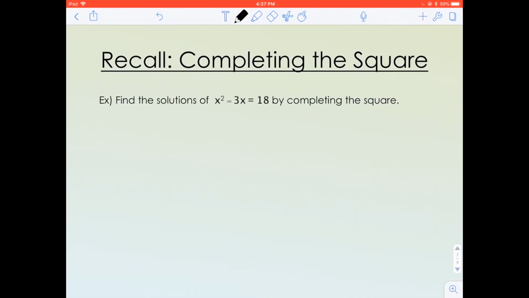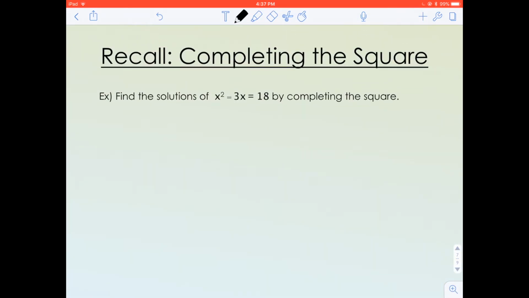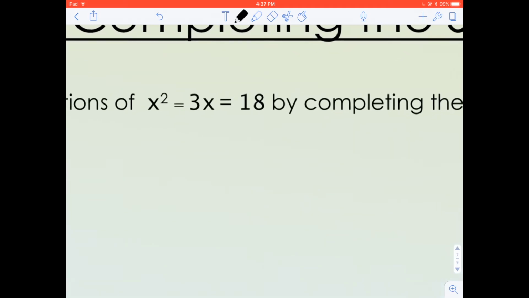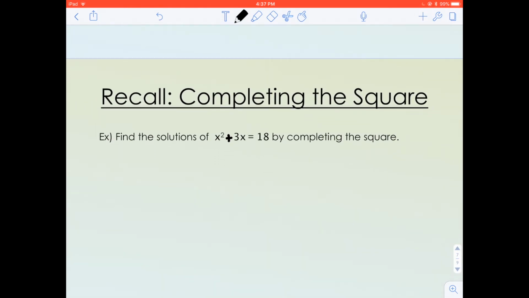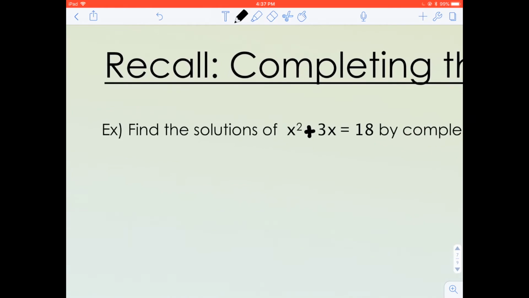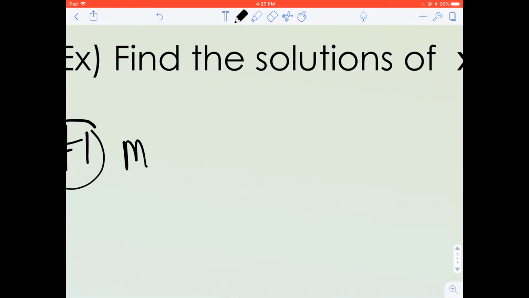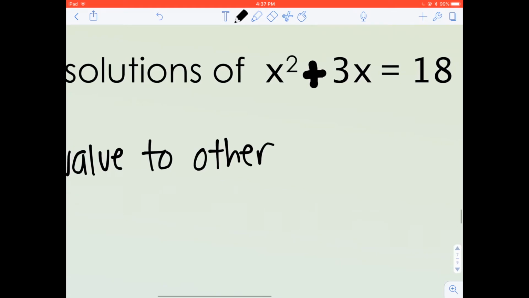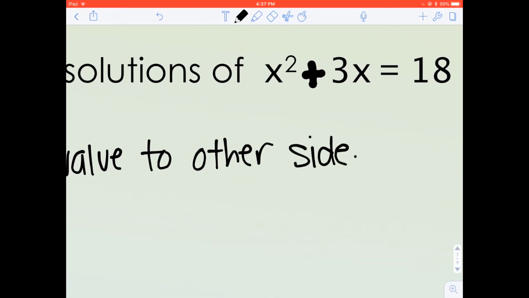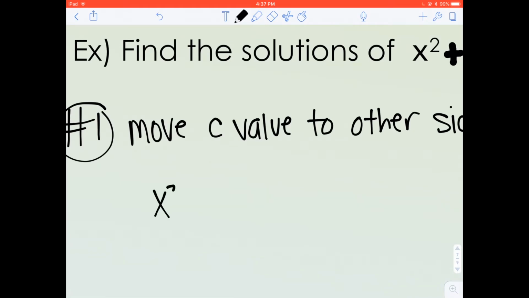Another skill you're going to need throughout this chapter is completing the square. We're going to just take this time to review 2 examples of completing the square. First off, this should be x squared plus 3x equals 18. The first step is to move the c value to the other side, if you recall. Luckily, they already did that for us, so we're good with x squared plus 3x equals 18.